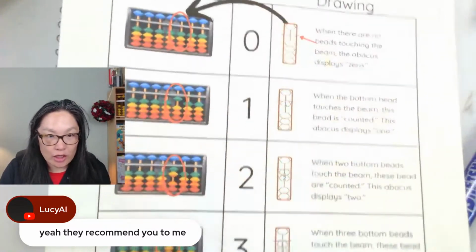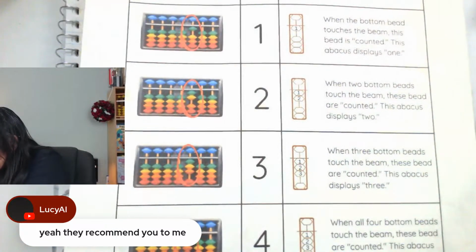And it's a chart on how to read the abacus, if that helps. This is available, but I haven't put the formula up yet.